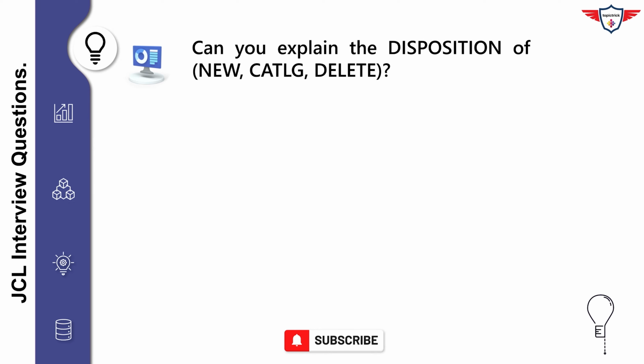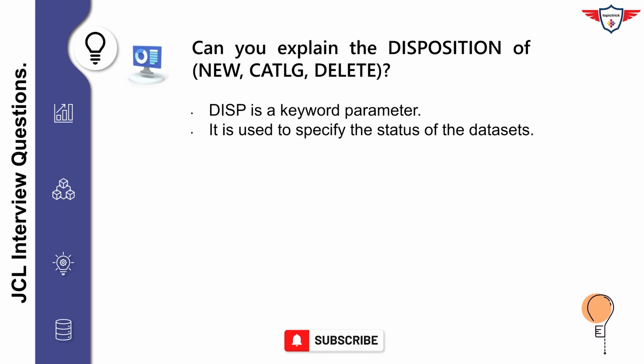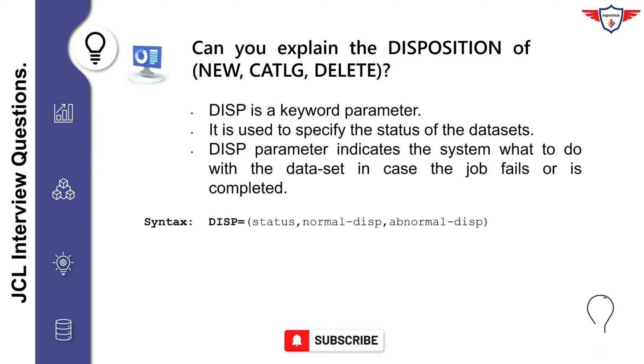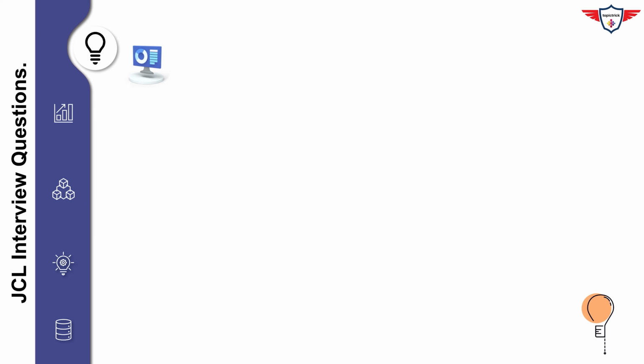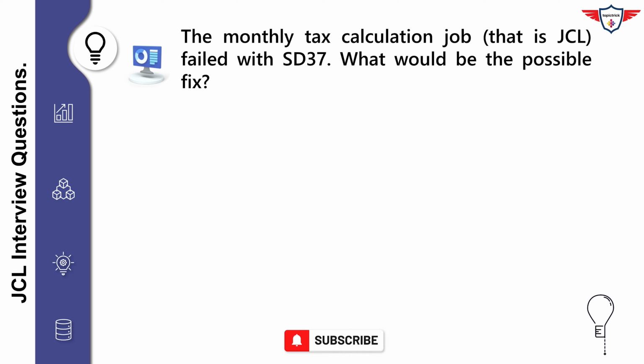Can you explain the disposition of NEW, CATLG, DELETE? In JCL, the DISP parameter is a keyword parameter. It is used to specify the status of the datasets. JCL disposition indicates to the system what to do with the dataset in case the job fails or is completed.